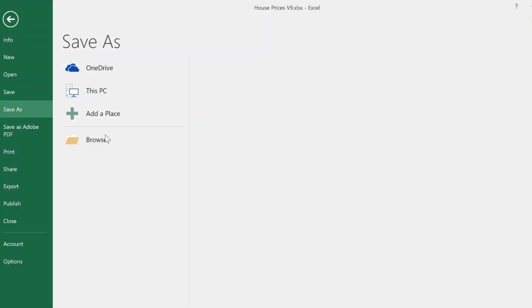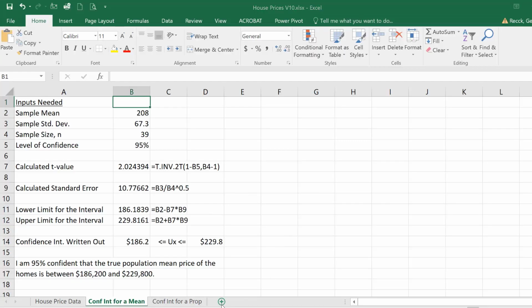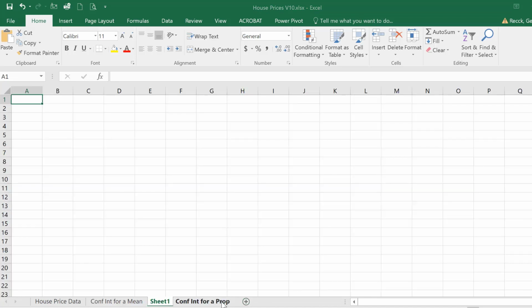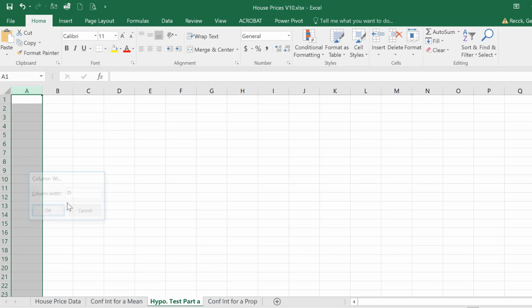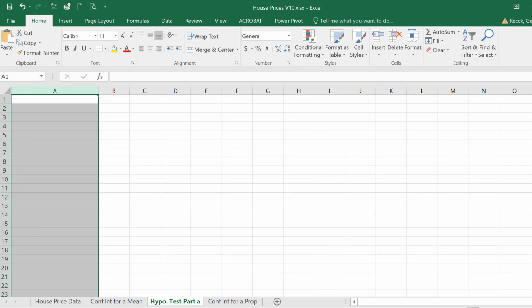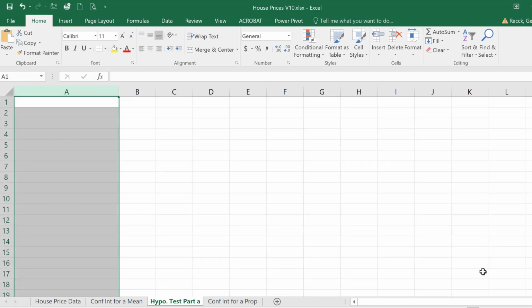All right. So now I'm going to add a new worksheet, and I'm going to call this Hypo Test Part A. And I'm going to make column A wider so we can see more things better. And we're going to even make things a little bit bigger for a little bit easier to see.